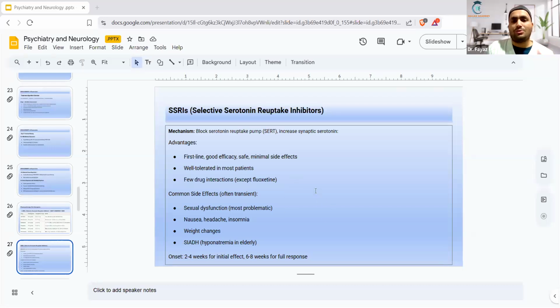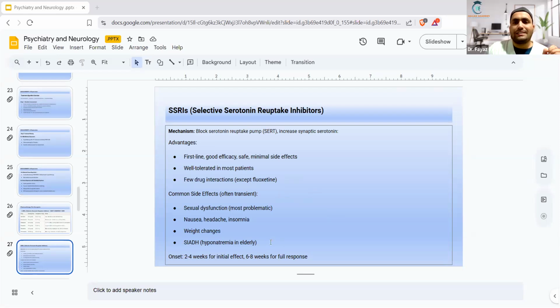Side effects are mostly transient. When a patient starts the medication, they may feel nausea, headache, insomnia. Weight gain is one issue with SSRIs. Patients can experience weight gain because it improves appetite too. Remember, serotonin, we discussed, works on appetite too.